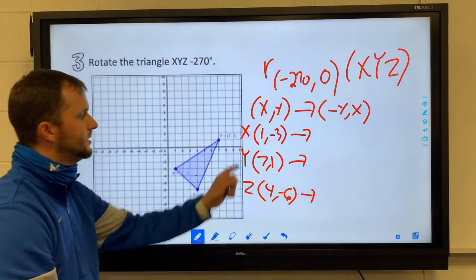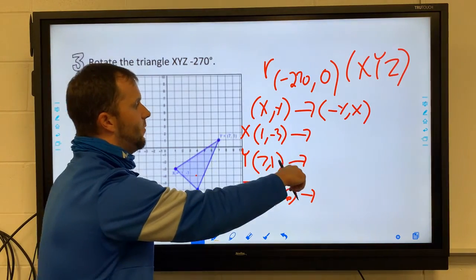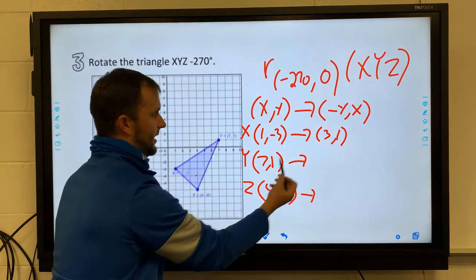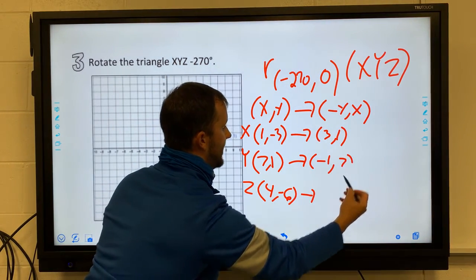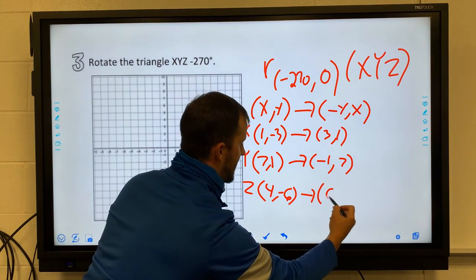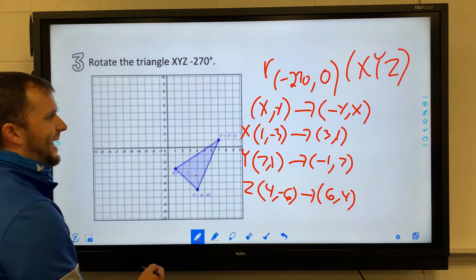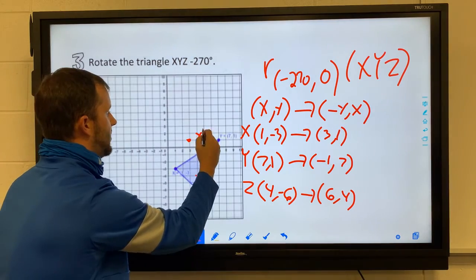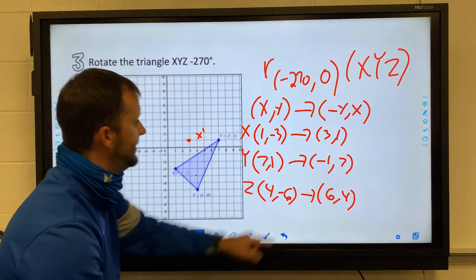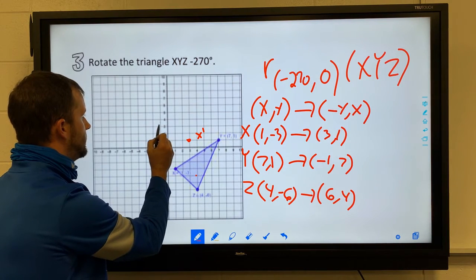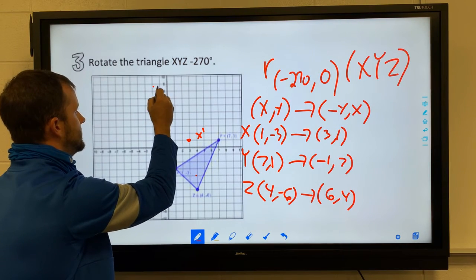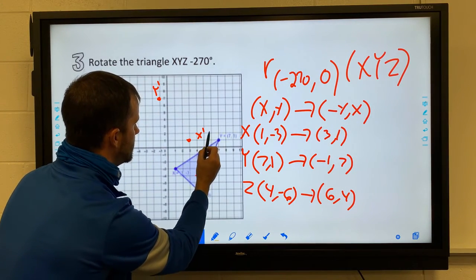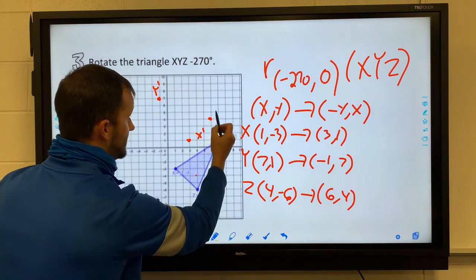Literally all I have to do is put it through my system and get my new coordinates. So point X here, I'm flipping it and changing the Y. I'm going to take the Y, change it to its opposite, and keep the X. Okay? So X prime is going to be 3, positive 1. So this is going to be X prime. Y prime is going to be negative 1, 7. So negative 1, 1, 2, 3, 4, 5, 6, 7. So this is Y prime. And then Z prime is 6, 4. So I'm going over 6 and up 4. 1, 2, 3, 4. So this is going to be Z prime.